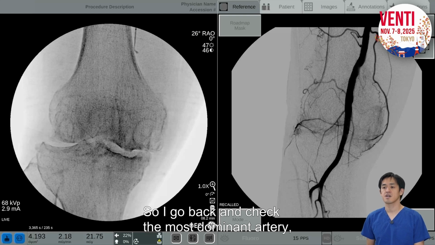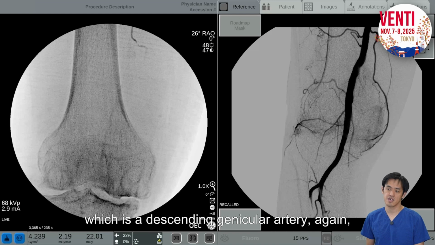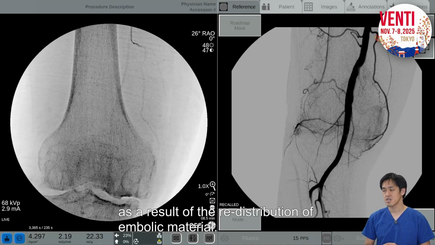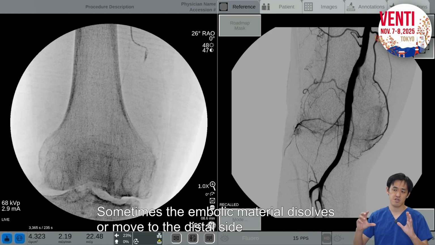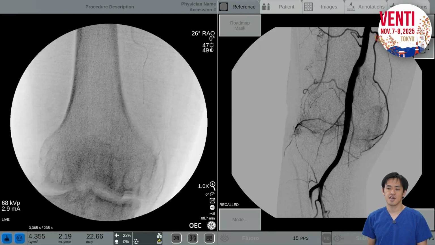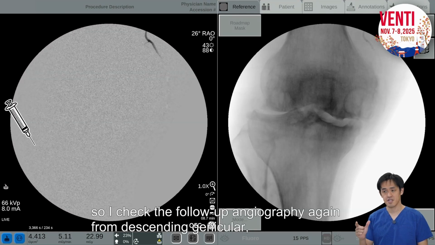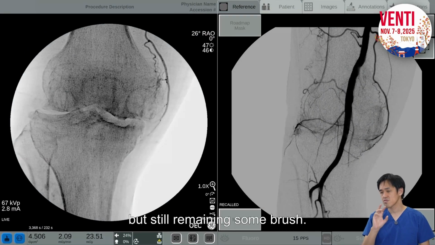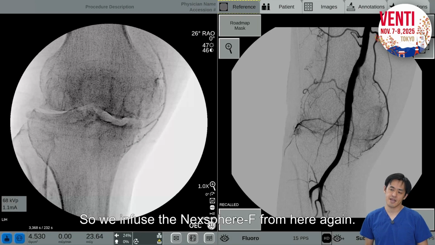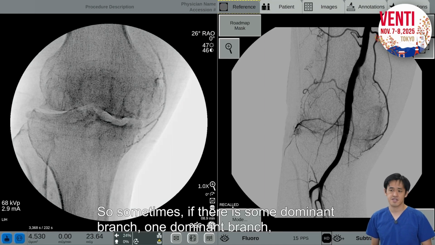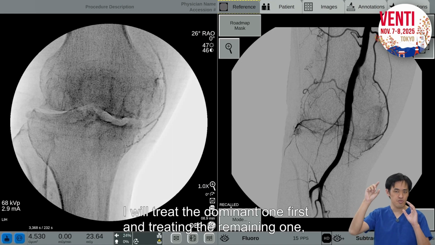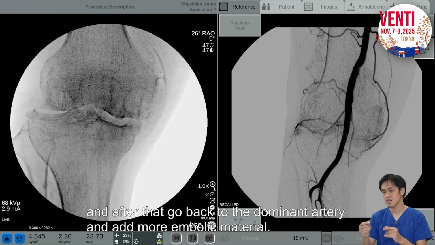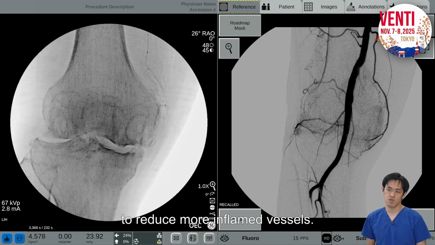So I go back and check the most dominant artery, which is the descending genicular artery, again, because I want to check the remaining blush as a result of the distribution of embolic material. Sometimes embolic material resolves or moves to the distal side, and the blush will be visible again. I check the follow-up angiography again from the descending genicular, and we can see slightly less compared to the baseline, but some blush still remains. So we infuse the Nexphere-F from here again. Sometimes if there is one dominant branch, I will treat the dominant one first and treat the remaining ones, and after that go back to the dominant artery and add more embolic material to reduce more of the inflamed vessels.